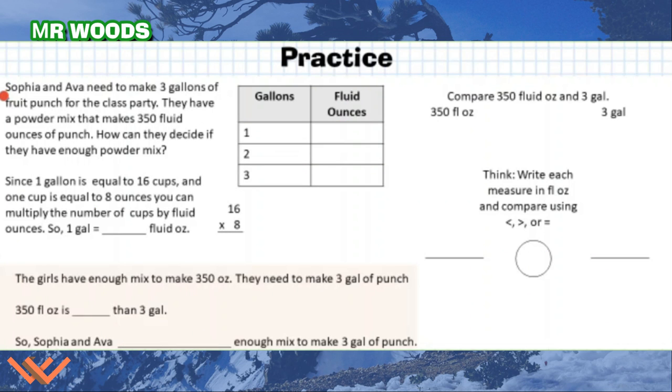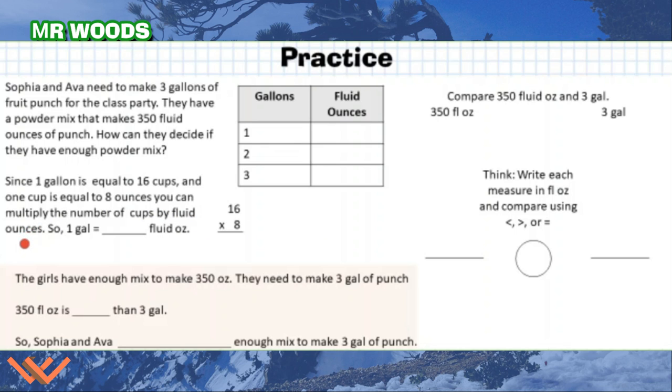Sophia and Ava need to make 3 gallons of fruit punch for the class party. They have a powder mix that makes 350 fluid ounces of punch. How can they decide if they have enough powder mix? Since 1 gallon is equal to 16 cups, and 1 cup is equal to 8 ounces, you can multiply the number of cups by fluid ounces.